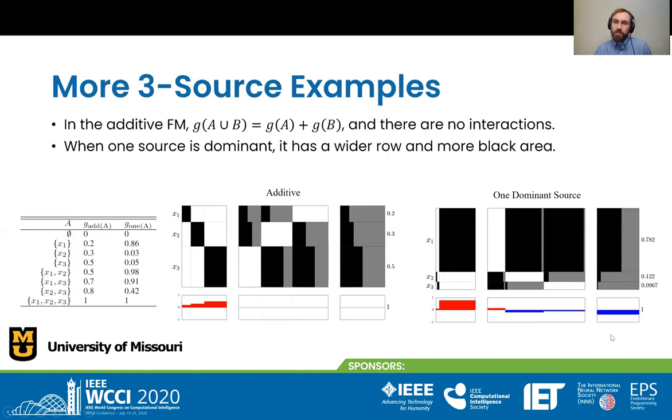And on the right here, I'm showing an example where we have a single dominant source. So X1 here is clearly the most dominant source in this measure. And we can see that it has a much wider row. It's contributing those black areas in each of these cells. So that's a way that we can tell that it's most dominant.